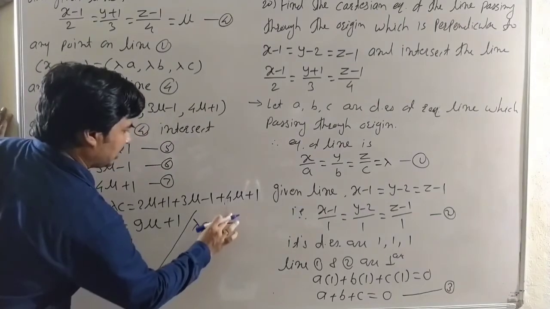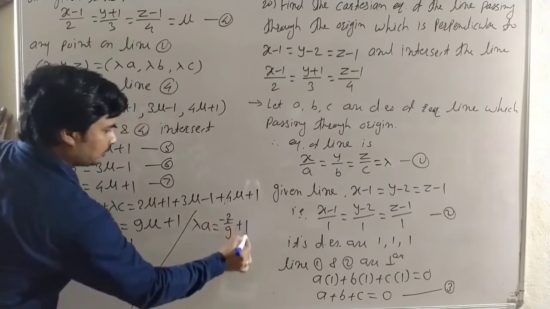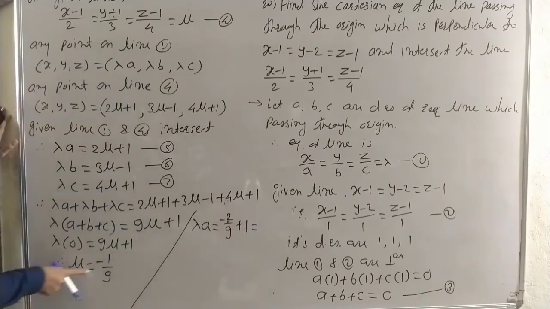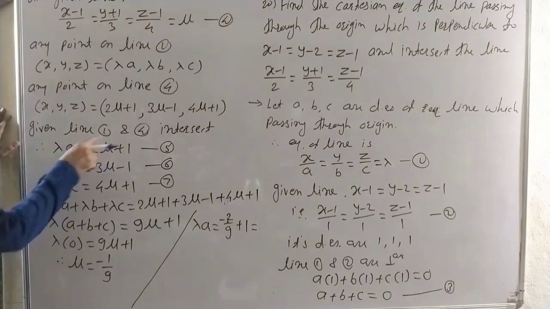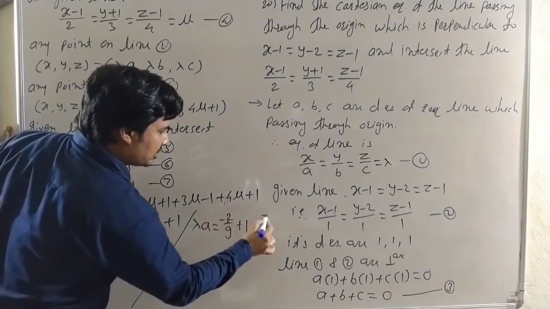Minus 1 by 9 and minus 1 by 9, that is minus 2 by 9, plus 1. Okay, see carefully. Mu is minus 1 by 9, so 2 mu is minus 2 by 9. That means 9 minus 2, it is 7 by 9.